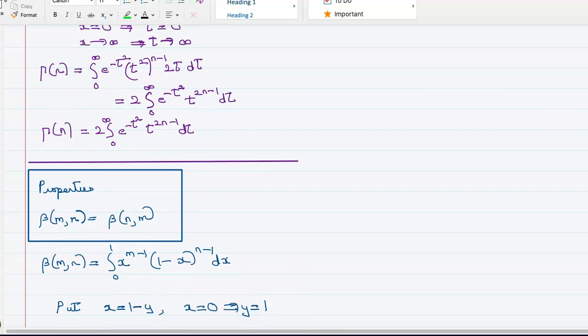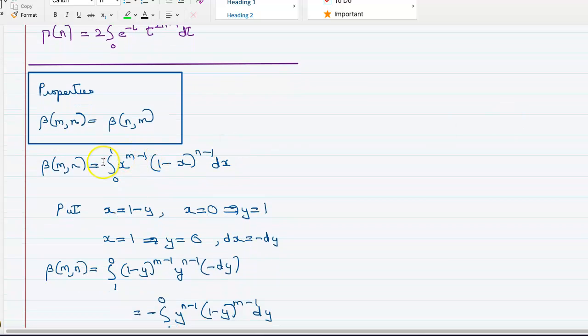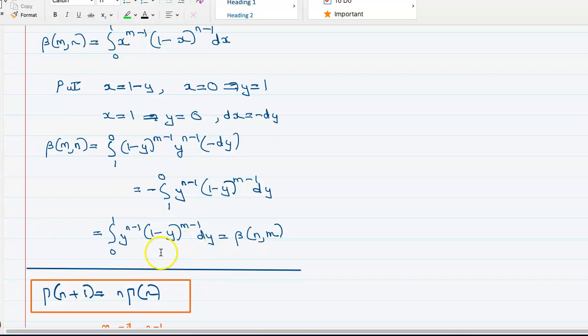So we have the properties. Beta mn is beta nm. For that, start with beta mn, which is integral 0 to 1 x raised to m minus 1, 1 minus x whole raised to n minus 1 dx. If I put x as 1 minus y, when x is 0, y is 1, and when x is 1, y is 0, and dx is minus dy. So this becomes integral 1 to 0, 1 minus y raised to m minus 1, y raised to n minus 1, minus dy. So when I revert the limits, it becomes integral 0 to 1 y raised to n minus 1, 1 minus y whole raised to m minus 1 dy, which is your beta nm.